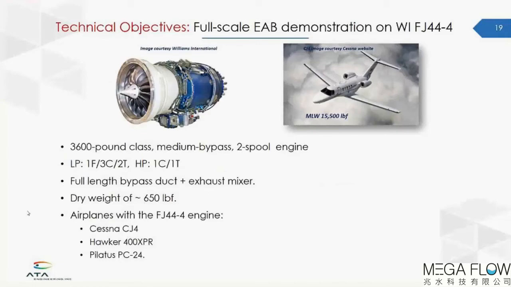We were lucky enough to find an engine partner, Williams International, located in Walled Lake, Michigan, and they make medium bypass ratio engines for the smaller business jet sector. And we were able to conceive of this follow-on project where the EAB would be demonstrated on their FJ44-4 engine. You can see some of the specifications of the engine here, and an example of one of the aircraft it powers is shown in the upper right picture. That's the Cessna CJ4.